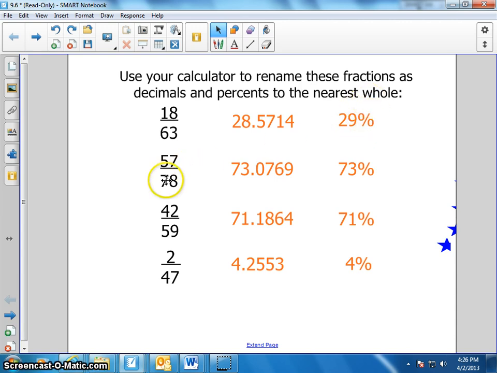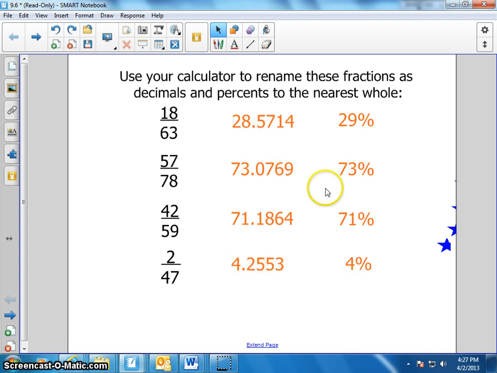Over here, on the other hand, we have a number that is 0, which is less than 5. So this does not round up. It stays at 73%. Here, our decimal is 71.1864, and this is the same as the last one, and you don't need to round up as well. Here, we have 4.2553, and this does not round either.